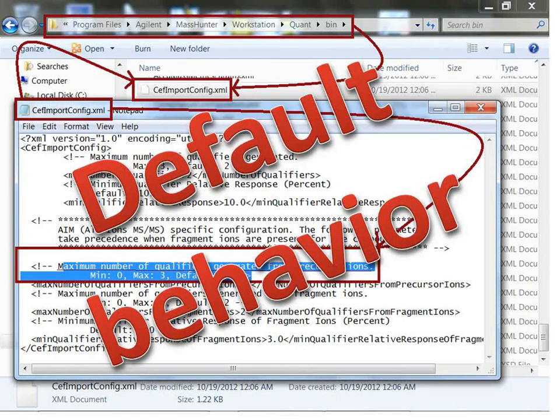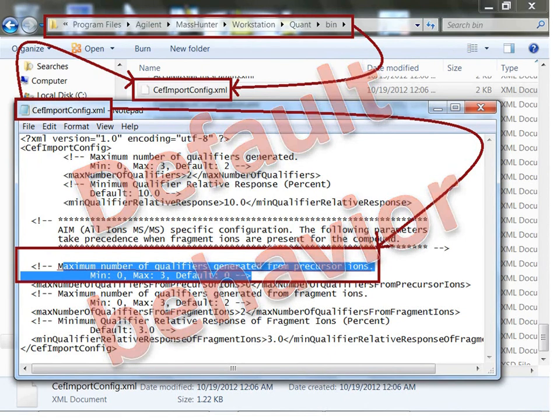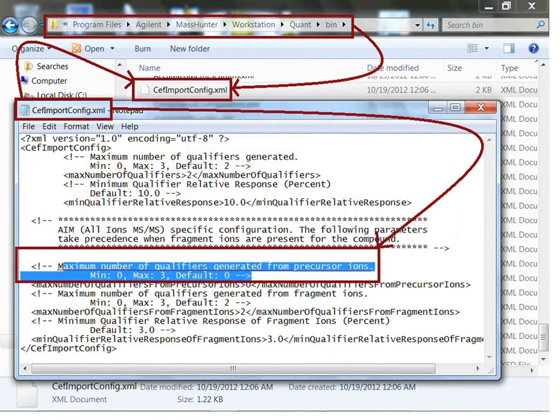Last, let me mention the default behavior. There is an XML configuration file which offers the possibility of altering the behavior. By the way, the demo that was recorded was with the max number of qualifiers generated from the precursor ion, the precursor ion at the low energy, set at 1. The default behavior as seen here is 0. So all the qualifiers are generated from fragment ions.